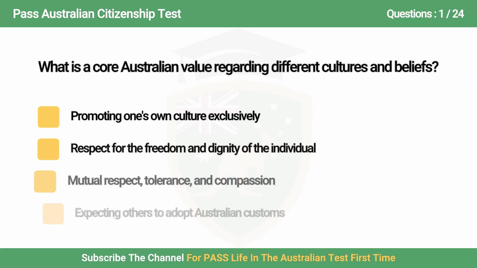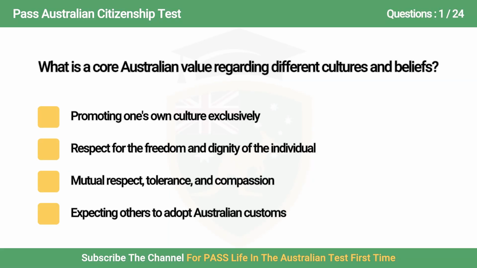Question 1. What is a core Australian value regarding different cultures and beliefs? A. Promoting one's own culture exclusively. B. Respect for the freedom and dignity of the individual. C. Mutual respect, tolerance and compassion. D. Expecting others to adopt Australian customs.